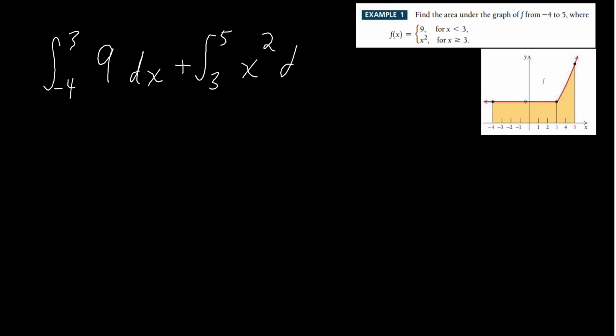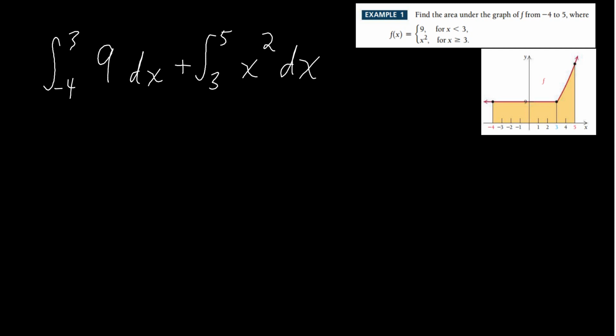So the way we're going to set this up is we're going to have the integral from -4 to 3, and one of the functions is going to be 9, so 9 dx, because we are integrating here. And then we're going to add the area from 3 to 5. So the integral from 3 to 5 of x squared. Again, all I did was simply look at these functions and integrate from there.